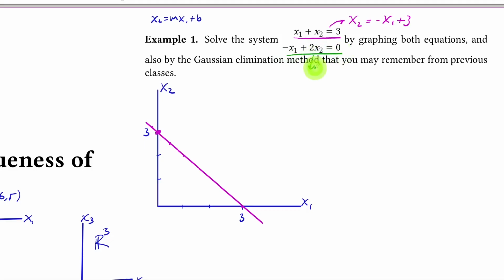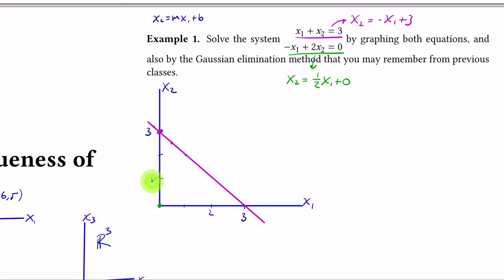We could write that as x2 equals 1/2 times x1 plus 0, if you add the x1 to both sides and multiply both sides by 1/2. So now we can see this has y-intercept 0 and slope 1/2, which means if we go over 2, we're going to go up by 1 and get to this point right here.